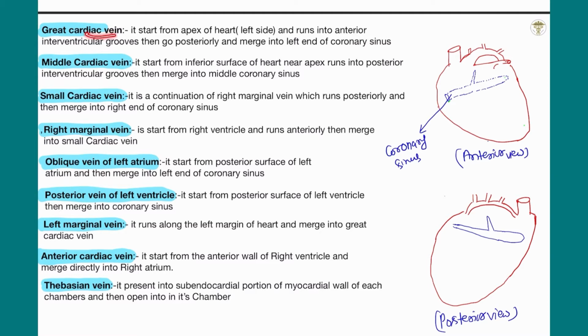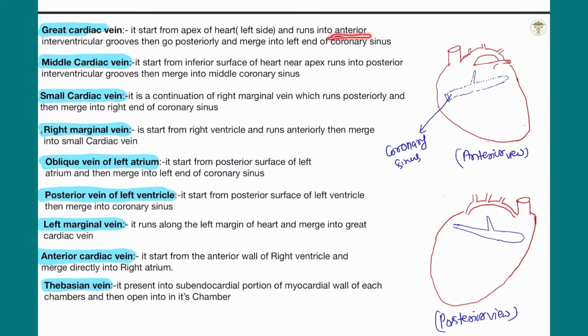So the great cardiac vein starts from the apex of the heart, on the left side. Here is the left side of the heart, this is the right portion, and this is the left portion, and it runs in the anterior interventricular groove. This is the anterior view of the heart. So here is the anterior interventricular groove where the great cardiac vein runs.